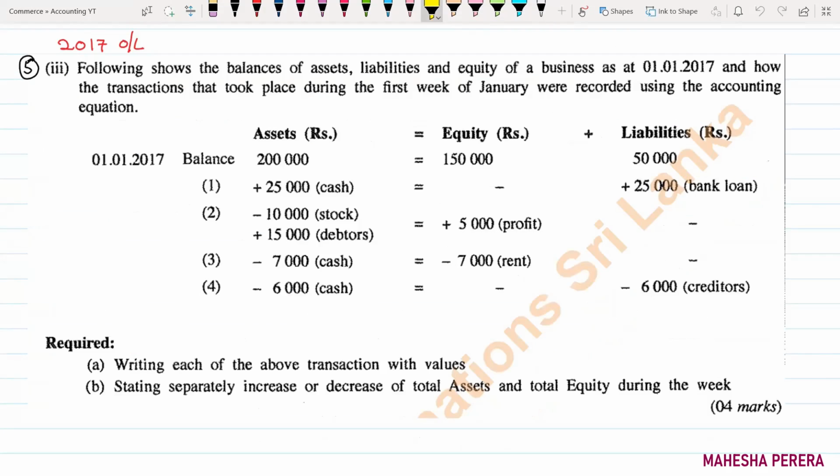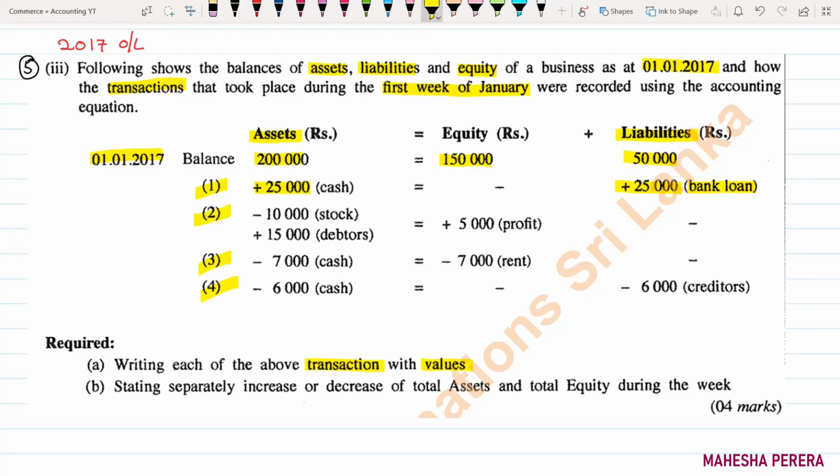Okay, let's move on to the next O-level paper, 2017 O-level. Question number 5 again, Roman figure 3. Right, let's read. Following shows the balances of assets, liabilities, and right. Then what's the other impact? Liabilities increased by 25,000 rupees. Within brackets, it's bank loan. So what is this? Obviously, it's so easy. This is about obtaining a bank loan, right?